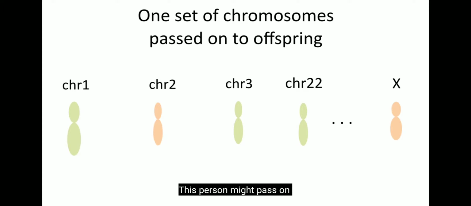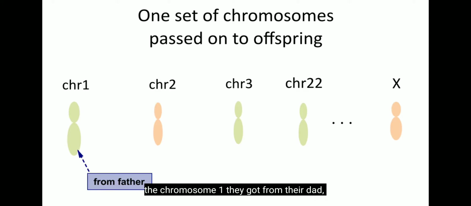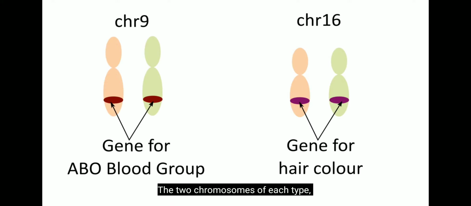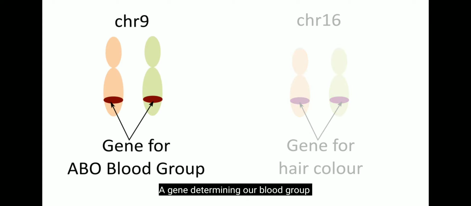This person might pass on the chromosome 1 they got from their dad and the chromosome 2 they got from their mom. The two chromosomes of each type, one from each parent, have the same genes in the same locations. So we have two copies of each gene. A gene determining our blood group is on chromosome 9. Again, we have two copies of this gene.